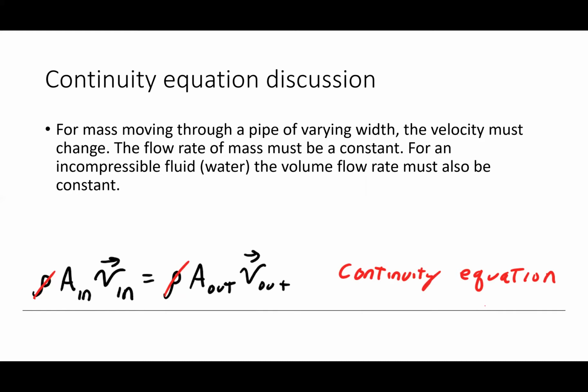If I have an incompressible fluid, like water and most fluids, then the density is the same as well. So we can write the continuity equation in terms of the volume flow rate. Volume in, which we commonly write as Q, is equal to volume out. The volume flow rate is the velocity times the area, giving a flow rate in cubic meters per second of water, or whichever fluid is moving.